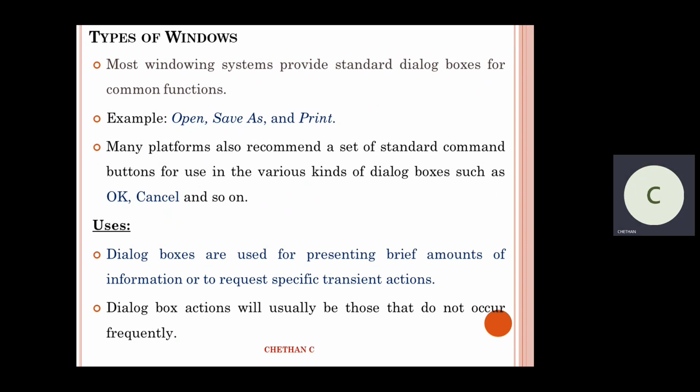Most windowing systems provide standard dialog boxes for common functions. The examples being open, save, print, all those things will be coming right here. Okay, so what are the uses? Dialog boxes can be used to present a brief amount of information or to request specific transactions. Brief amount of information was explained in terms of those small bot command systems, and specific transactions being saving a document in some particular folder and all, right?